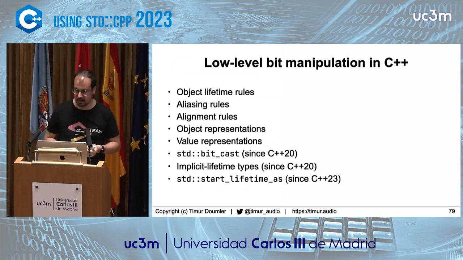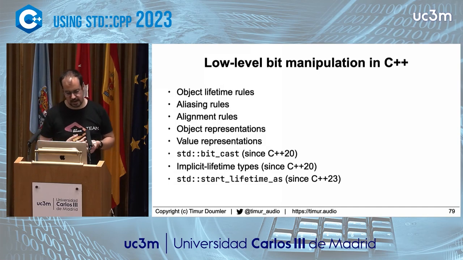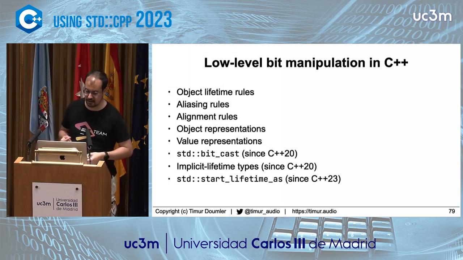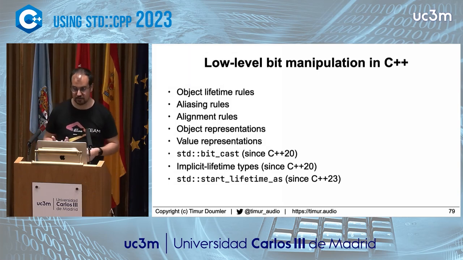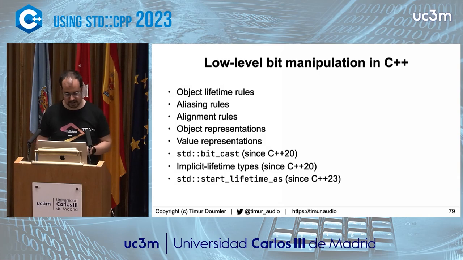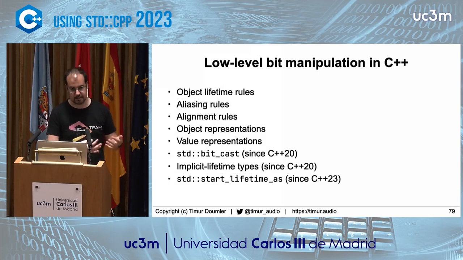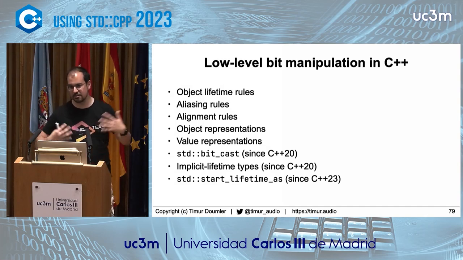So you need to be aware of object lifetime, aliasing rules, and memory alignment. It's UB to have an object that isn't aligned according to the alignment requirement of that type. Object representations and value representations, which is not the same thing. Still bit_cast, which you now have, so you don't have to do memcpy or these ugly kinds of casts from one type to a completely unrelated type. We have implicit lifetime types in C++20, which helps a little bit with the object lifetime rule. So now you can, under certain conditions, cast to a type of an object that actually isn't there, but then the standard makes it so that the object springs to life in that moment and it's no longer UB.